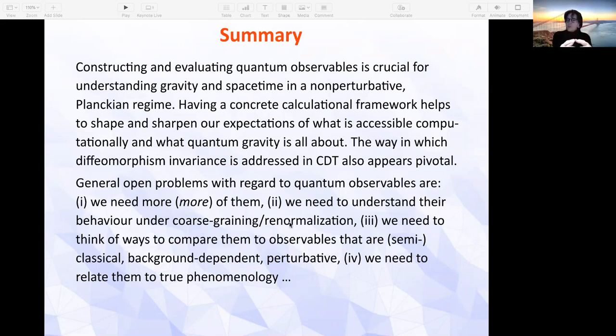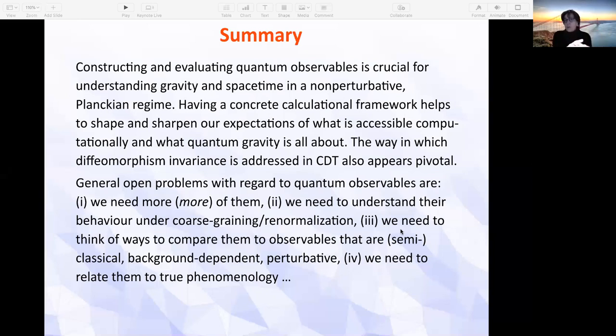We need to understand how they behave under coarse graining and renormalization. And that's a very non-trivial thing to investigate in non-perturbative quantum gravity, where there is no a priori scale with respect to which you can perform this. And if you renormalize or regularize, this is often non-unique or doesn't exist. So that's a tricky part.